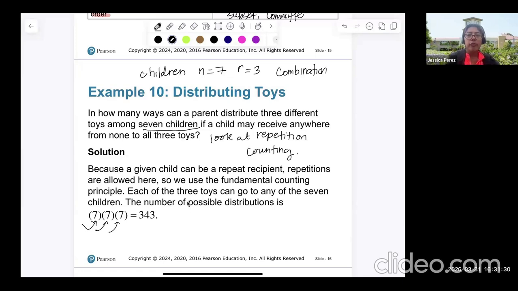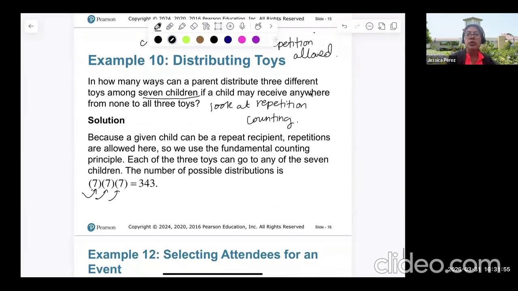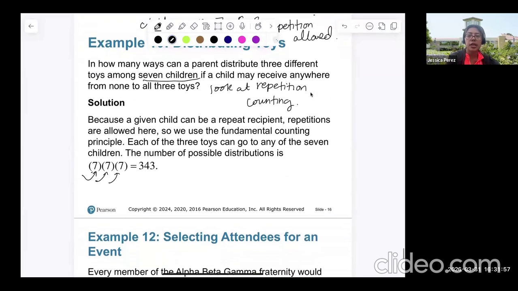Now it is important for us to note that if repetition is not allowed, then we would use a combination. It doesn't really say anything about the distribution, so repetition might be allowed. Because it doesn't mention any, we will assume that repetition is allowed.